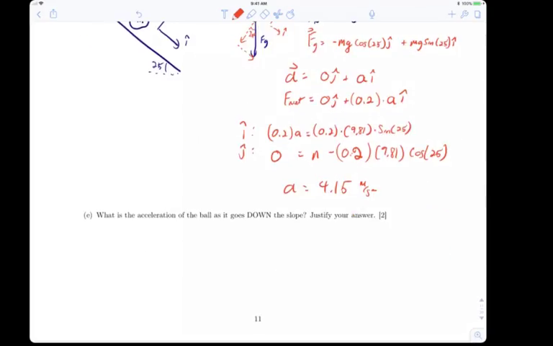What's the acceleration of the ball down the slope? It's the same. Why? All the forces are just the same.